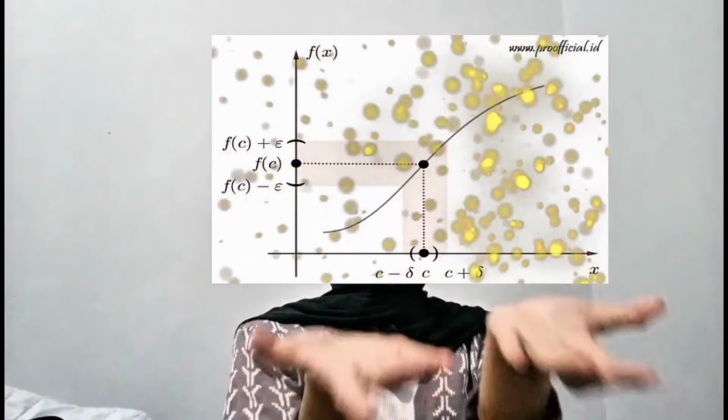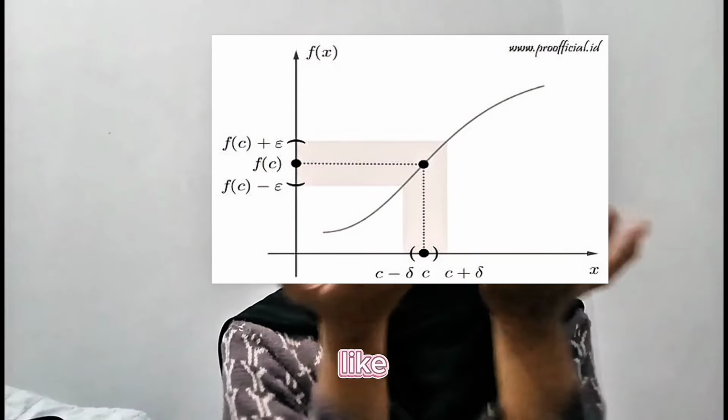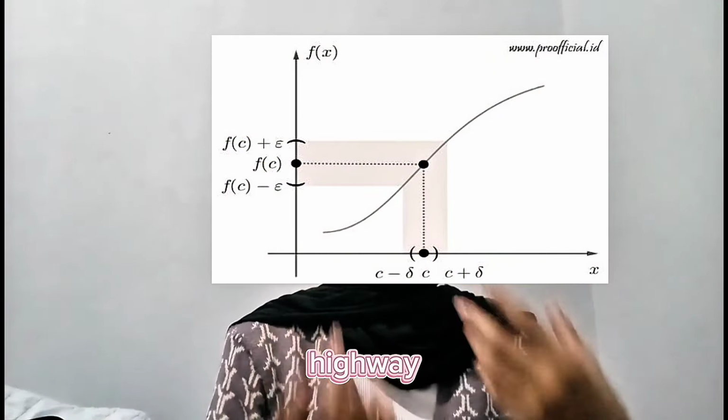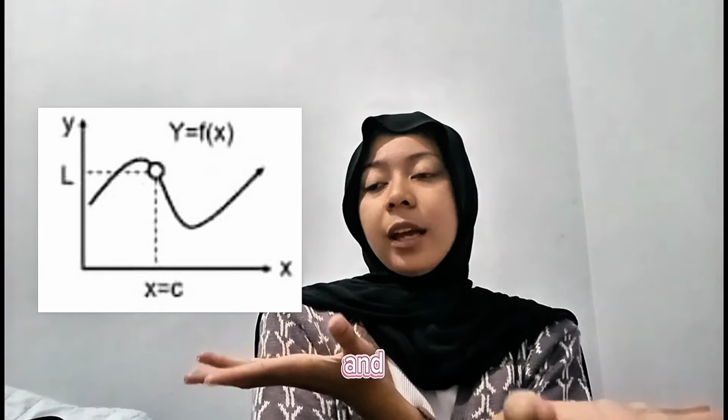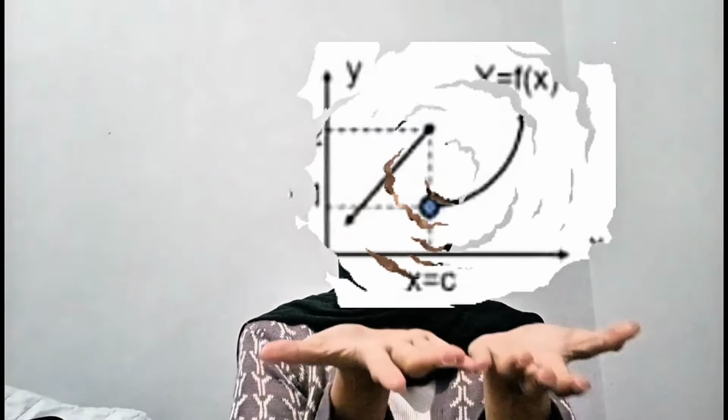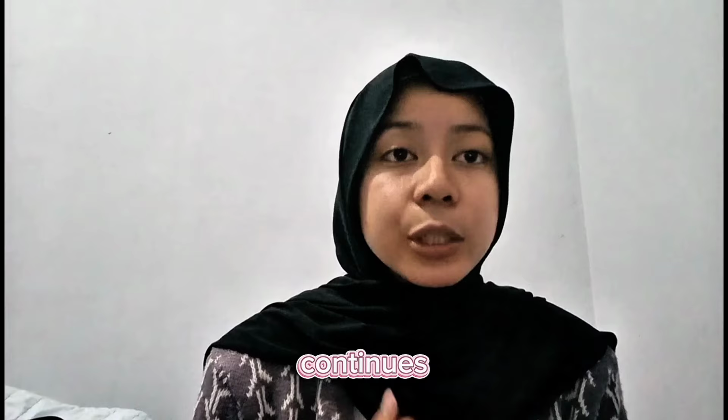Why? Because polynomials are continuous, smooth like a freshly paved highway. They have no jumps, no holes, and no hidden bricks. And because they're continuous, to find a polynomial limit, you usually just plug in the number directly.